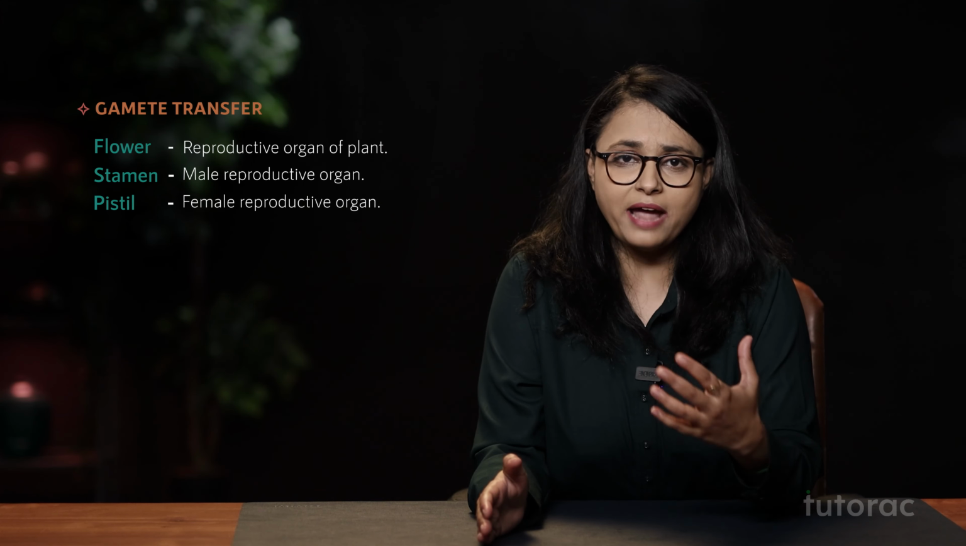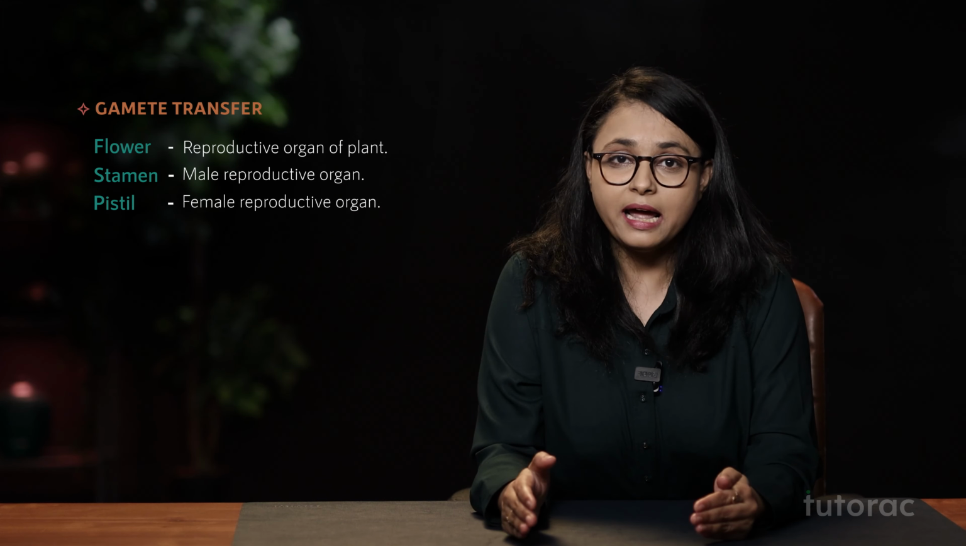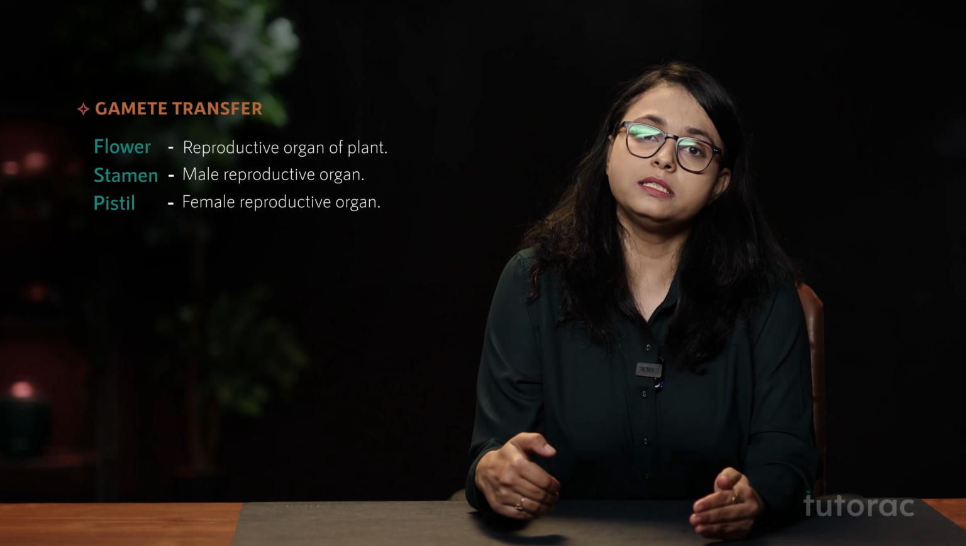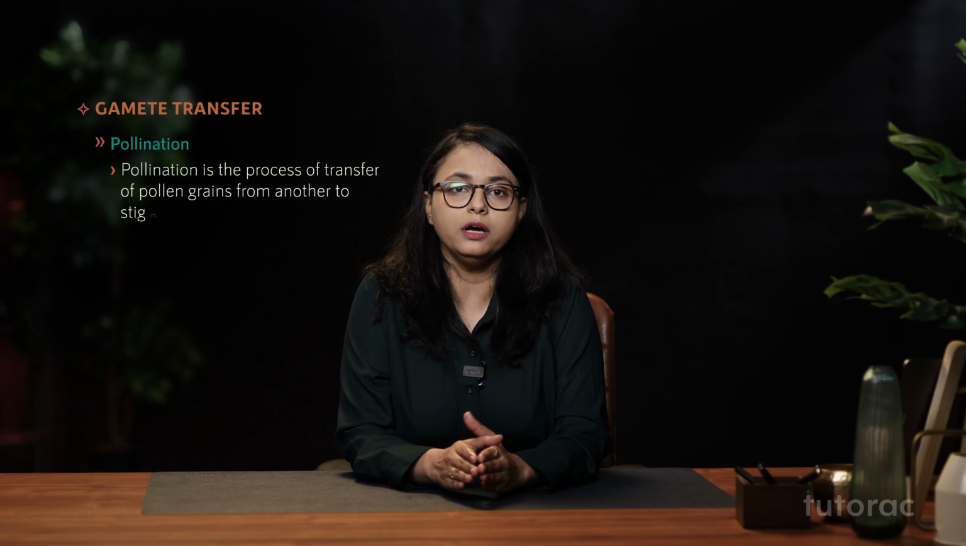The stamen consists of anther and filament. I know you know it before. The anther consists of pollen grains and pollen grains consist of the male gametophyte. Whereas in the pistil, the ovary consists of ovules and the ovule consists of the female gametophyte, the egg. So there will be the transfer of the pollen grain from the anther to the stigma. This transfer is known as pollination. Pollination is the process of transfer of the pollen grains from the anther to the stigma of the flower.